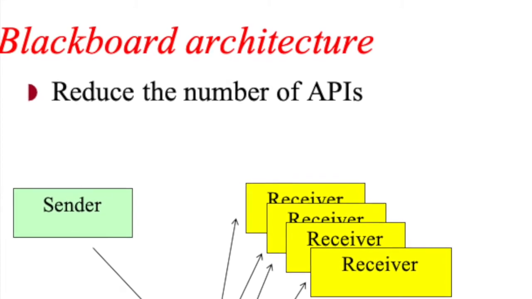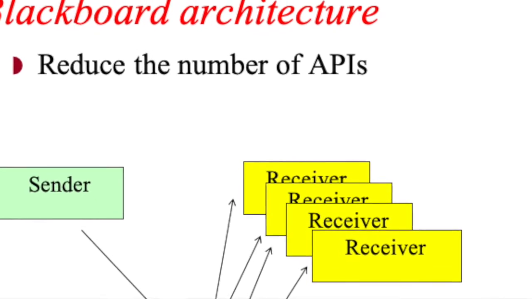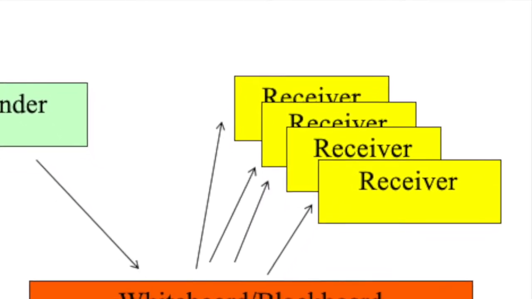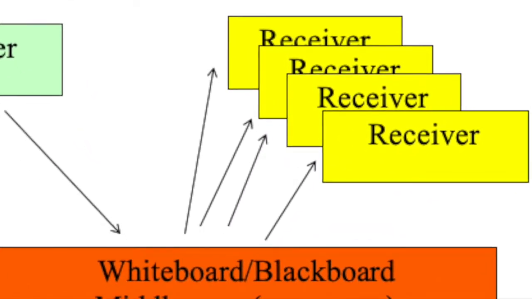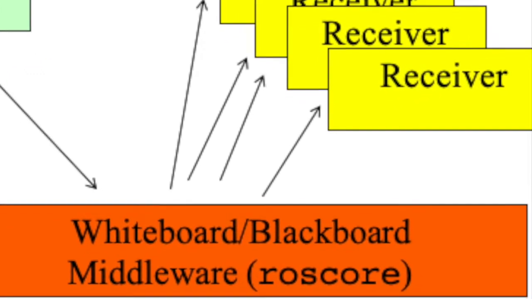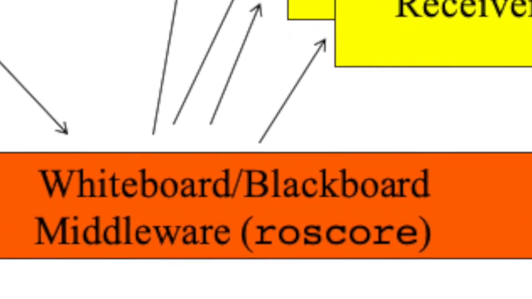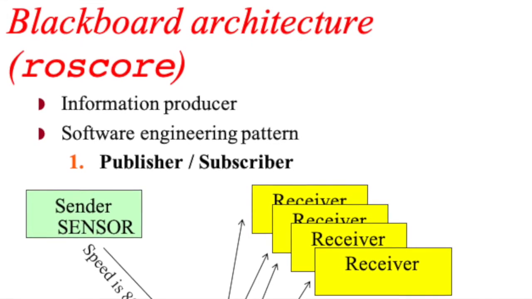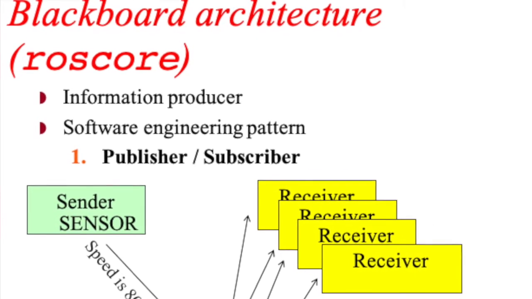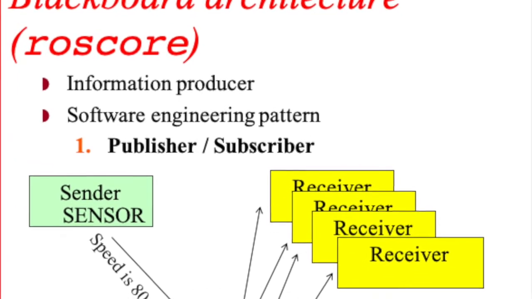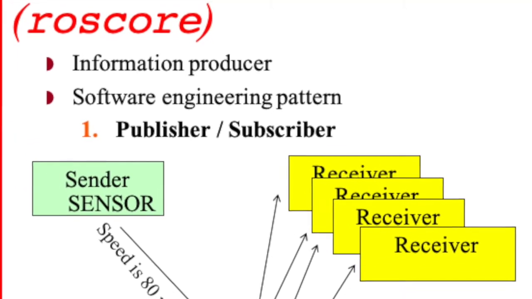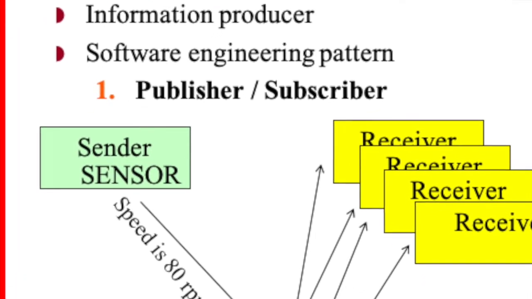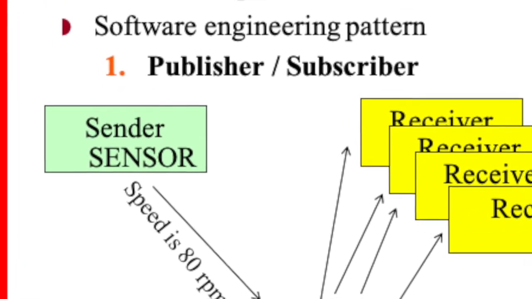In ROS, the middleware is played by a particular piece of code that when it runs is called ROS core and registers which nodes are publishers, which ones are subscribers, which are servers, and so on. The first type of software pattern that ROS enables is the publisher subscriber. This is for an information producer to forward information to a consumer.